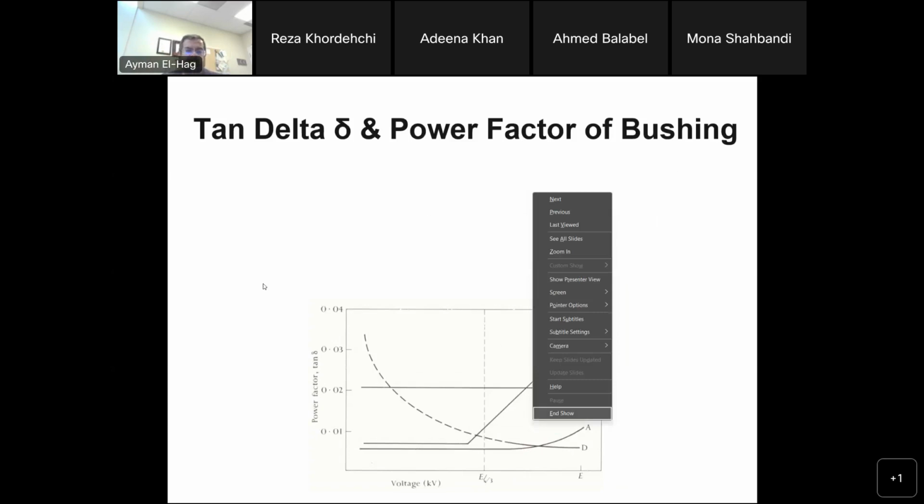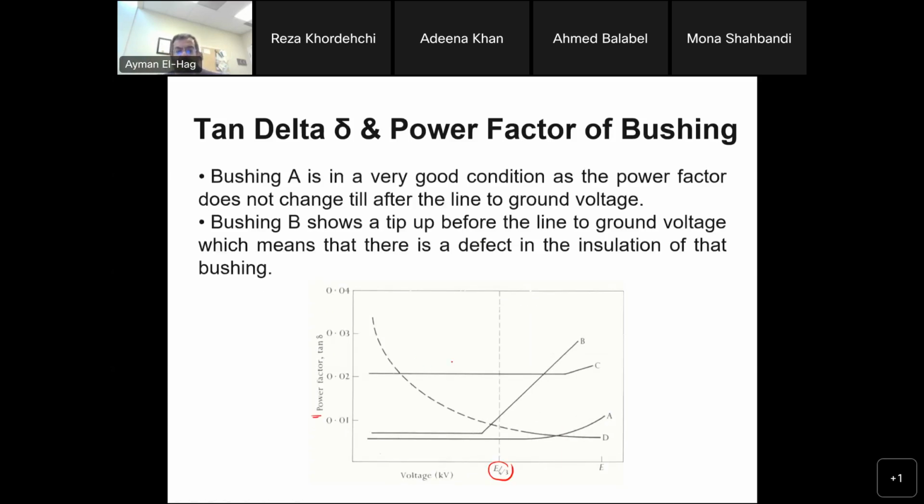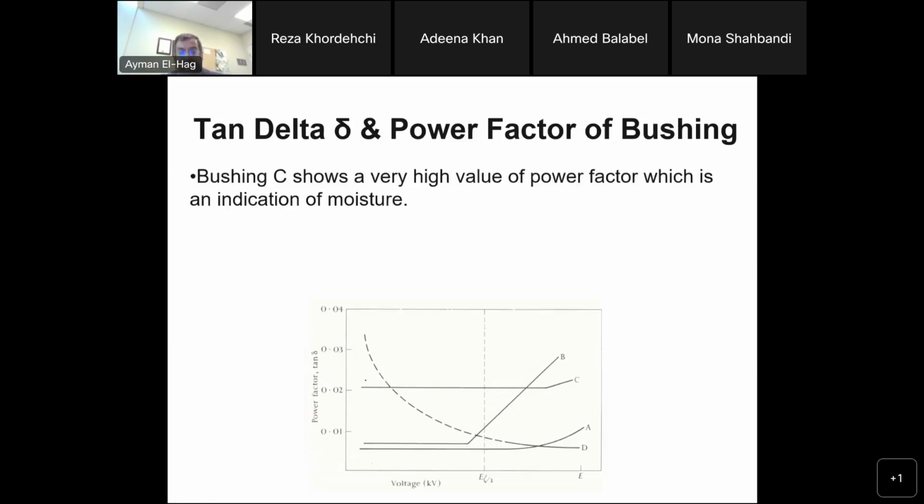Now, when you go to bushing B, before you reach the rated value or the phase voltage, there is a tip up. There is a sudden increase with the voltage, which means that there is a defect in that bushing. When you reach that level, there is a jump in the conduction current, meaning that the IR current has increased significantly, and this will lead to a sudden increase in the dissipation factor.